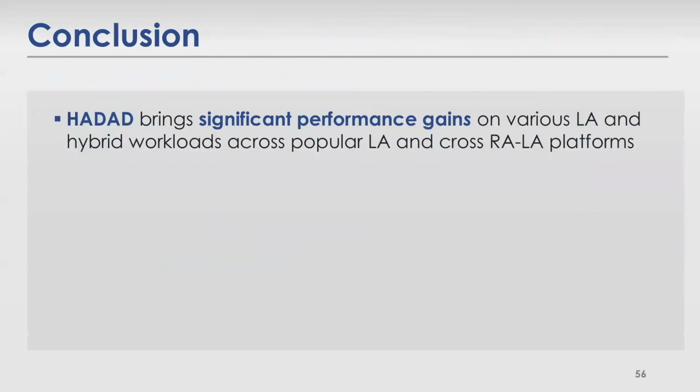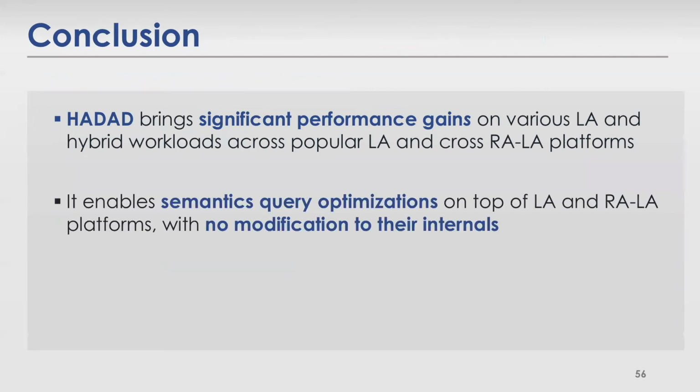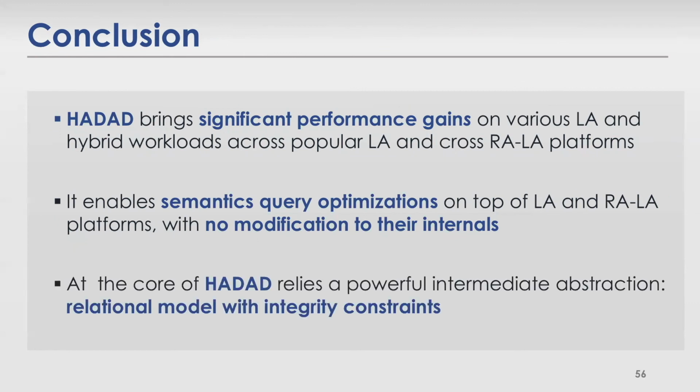To conclude, HADAD finds rewrites that existing systems missed because it exploits the knowledge of views and the data model's properties, which leads to significant performance gains. HADAD brings semantic query optimizations on top of linear algebra and cross-relational and linear algebra platforms with no modification to their internals. HADAD enables these optimizations based on a powerful intermediate abstraction of a relational model with integrity constraints.